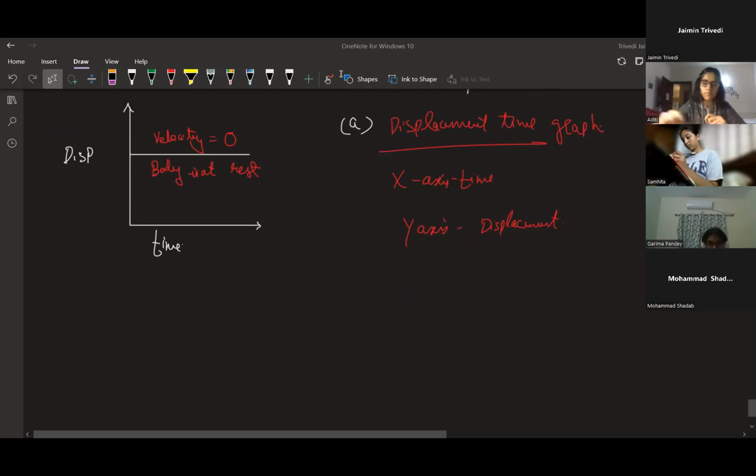Everyone joined? No, still one more person is remaining. Samarth. Samita joined, yes. Sadap, Kirtana, Garima, Aman, Aditi. Samarth yet to join. Okay. Let's check. Okay.